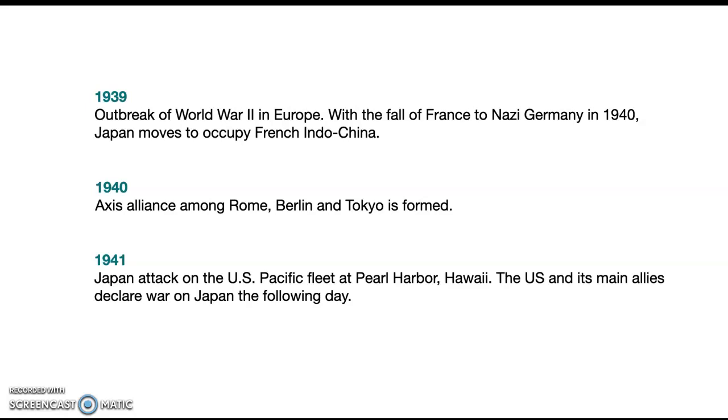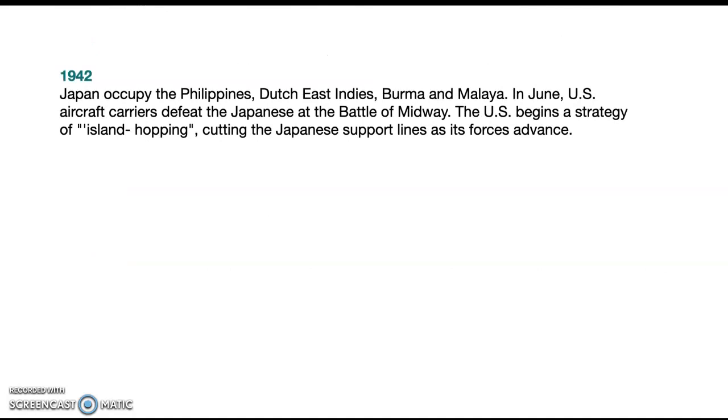In 1941, Japan attacks the U.S. Pacific Fleet at Pearl Harbor, Hawaii. The U.S. and its main allies declare war on Japan the following day. Japan occupies the Philippines, East Indies, Burma, and Malaya.